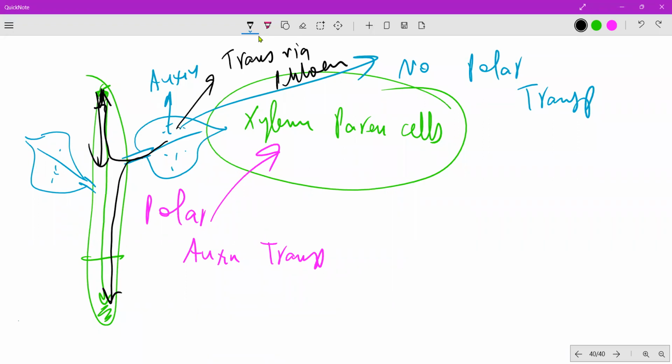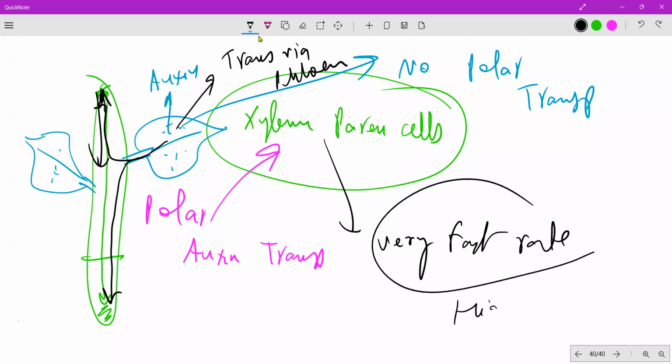And remember one more thing: the auxin transport in phloem, its velocity is much higher. It moves at a very fast rate. So it shows bidirectional movement, moves via phloem, with high velocity of movement. So all these are aspects of auxin transport. Did you understand? Any doubts?